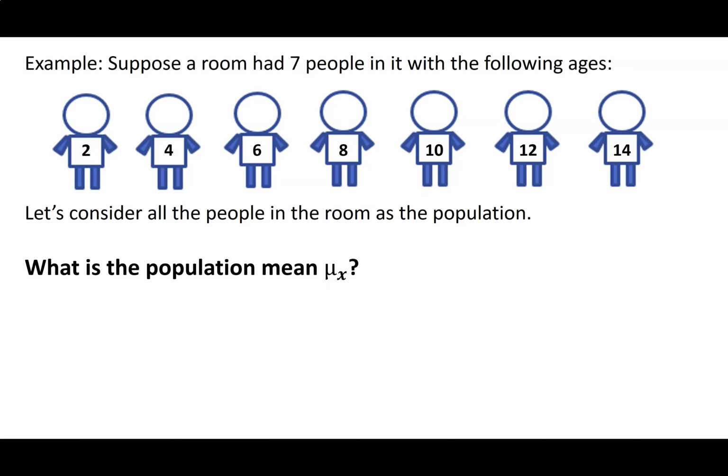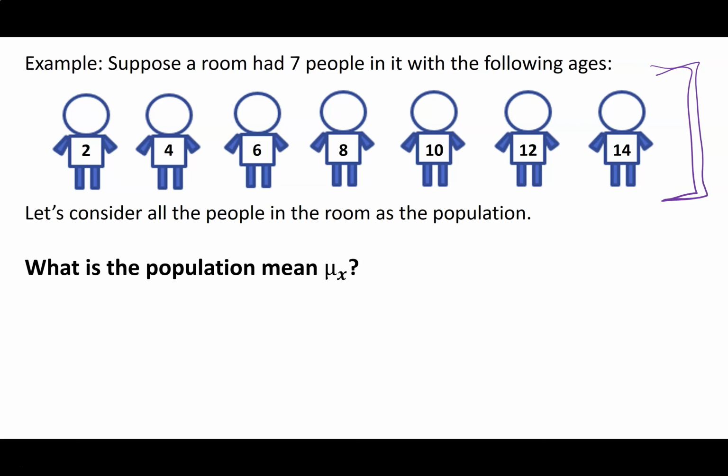So, a really small scale example. It helped me anyway. I have a room, 7 people in it, and they have the following ages. And if you read their ages, you can see I was very lazy: 2, 4, 6, 8, 10, 12, 14. So I'm going to consider these 7 people our population. Obviously it's not a very big population. Maybe it's a family, I don't know.